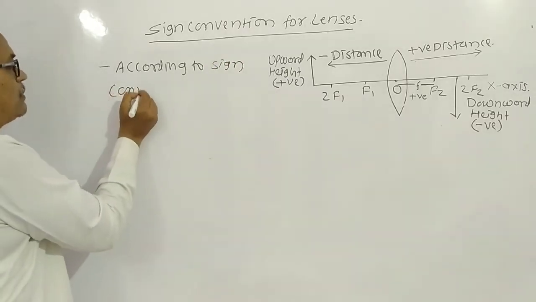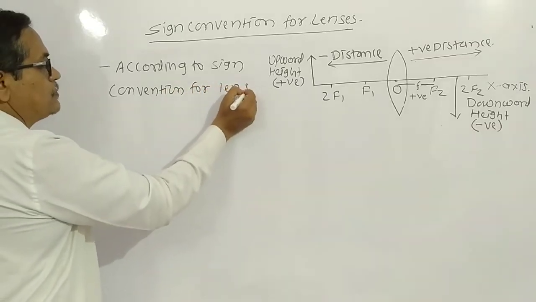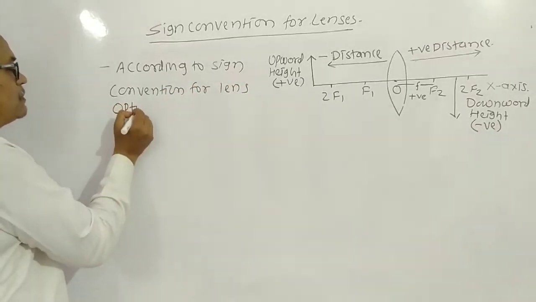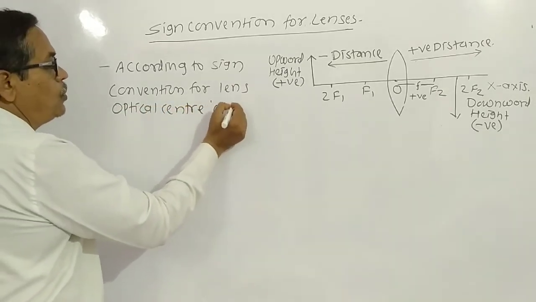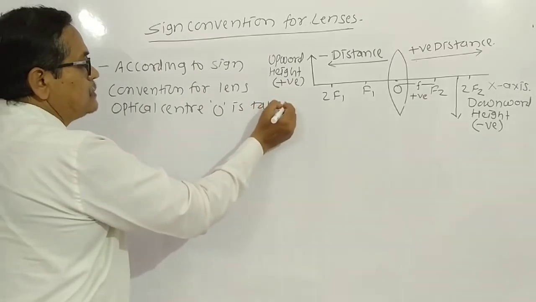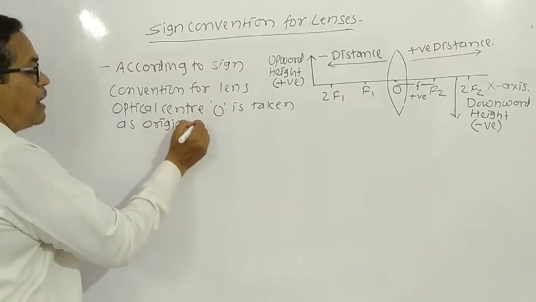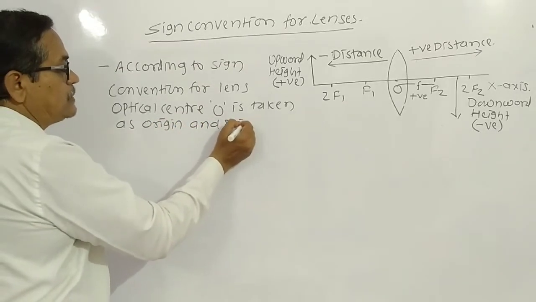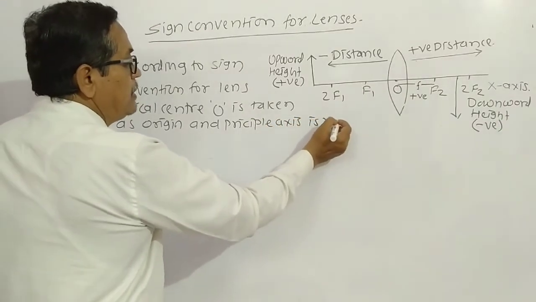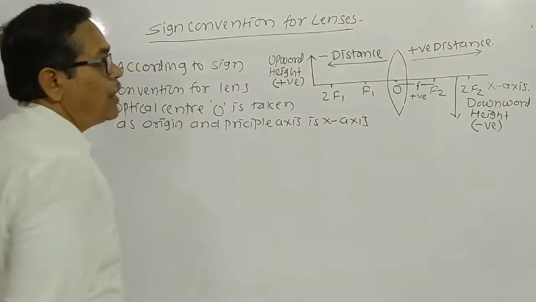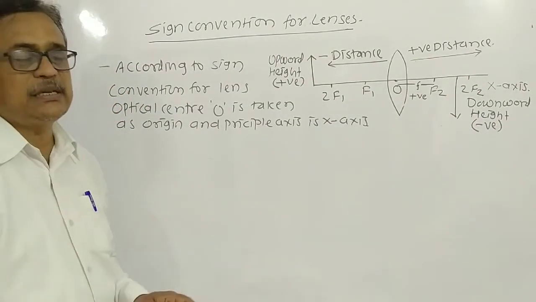According to sign convention for lens, optical center O is taken as origin and principal axis is x axis. Optical center O is taken as origin and principal axis is x axis.